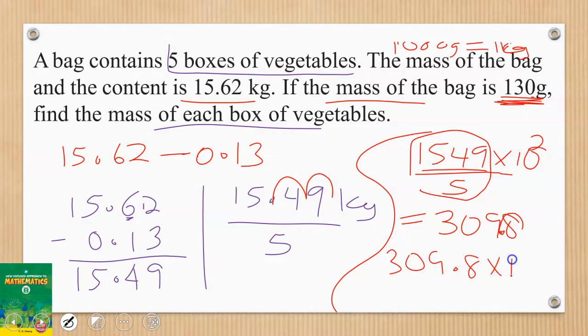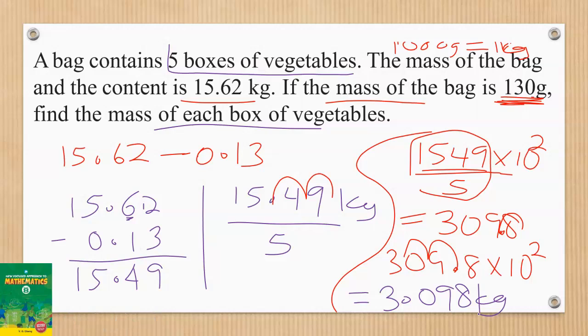309.8. Then times our 10 to the power 2, which means it will force the whole thing to move 1, 2, so that our final answer can be written as 3.098 kilograms. That means each one of the boxes containing the vegetables is 3.098 kilograms. I'm sure this has really helped you to know how we can apply decimals in real life experience.